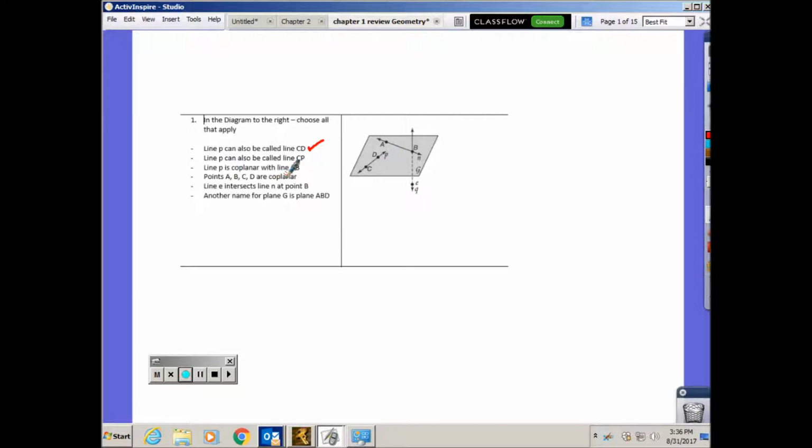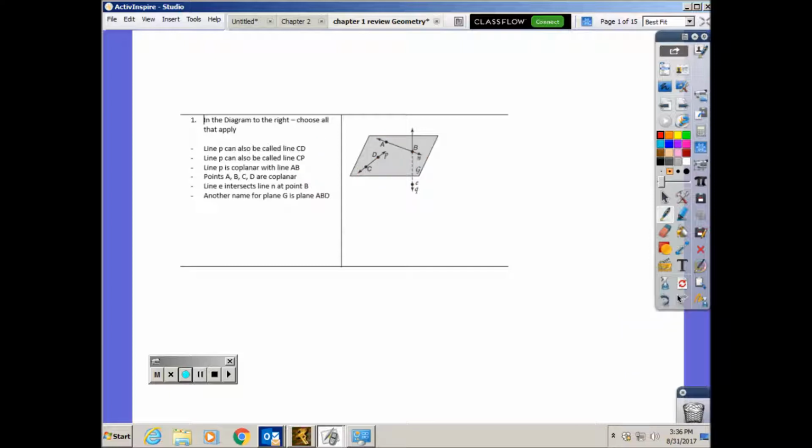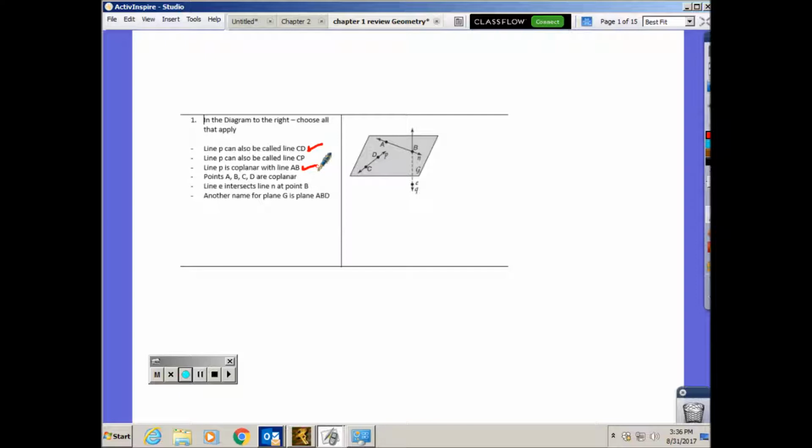Line P is coplanar with line AB. So this line here and this line here are in the same plane. So that is true. So we had this one, we had this one. A, B, C, D are all coplanar. They're all in plane G, that's true.